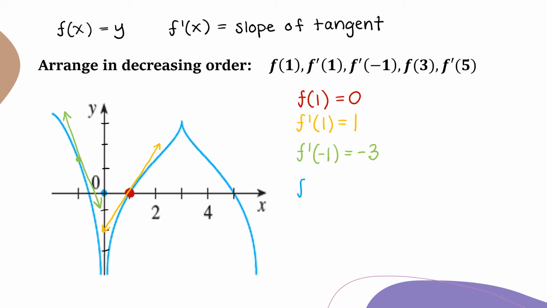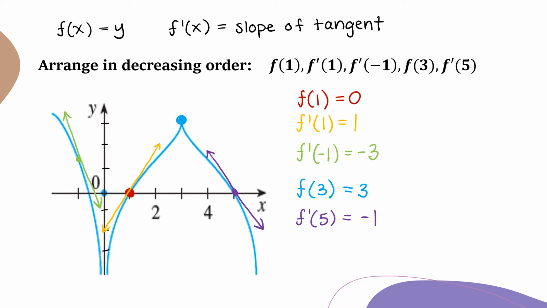Then let's find f of 3. So that'll be here. Our output at 3, which is about 3. And then we need f prime of 5, which will be the slope at 5, which looks like it's about negative 1.